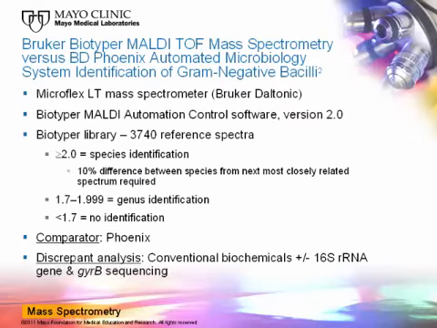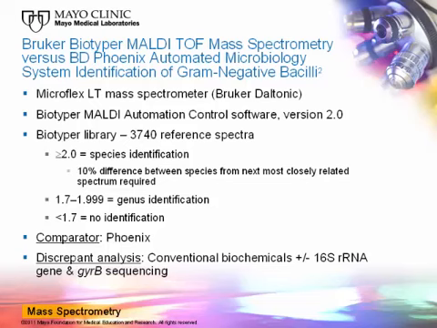We have recently published 2 studies evaluating matrix-assisted laser desorption ionization time-of-flight mass spectrometry for bacterial identification. The first compared the Bruker mass spectrometry system to the BD Phoenix automated microbiology system for identification of gram-negative bacilli. A Microflex LT mass spectrometer was used in conjunction with Bruker Biotyper MALDI automation control software version 2.0 and a Biotyper library containing 3,740 reference spectra. The system generates a score. Criteria used to attain species and genus level identifications are shown.